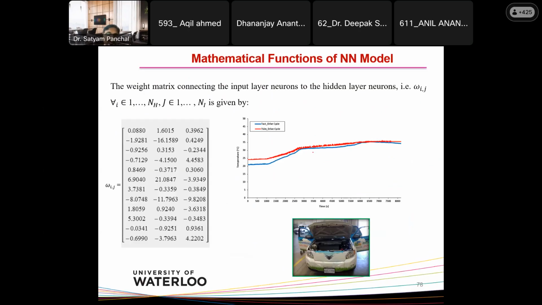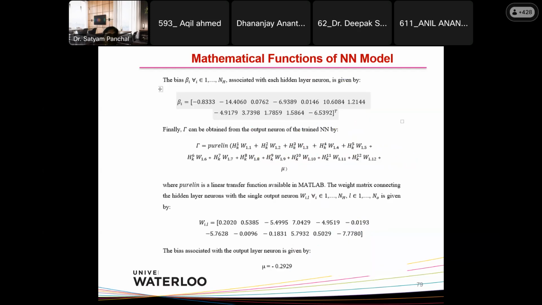And the expected drive cycles from this vehicle were used to validate the model, and here you can see the validation. So at the later part it is matching perfectly when it comes to this real world drive cycle. And then the weight matrix connecting the input layer with the hidden layer is provided over here. So basically weight and the bias. Those who are on the mathematical side might know about this mathematical function.